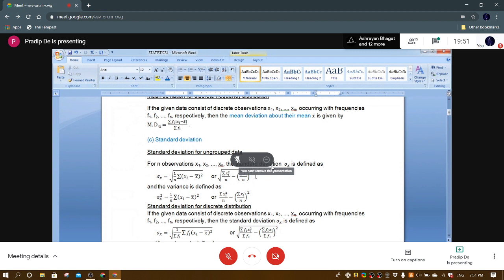If the same thing is given with frequency distribution, but before that, there's something called variance. Variance is the square of the standard deviation. If the standard deviation is sigma, then the variance is sigma square. Because it is about the variable x, we call it sigma x, sigma suffix x. If it is for the variable y, it will be sigma y, like that.